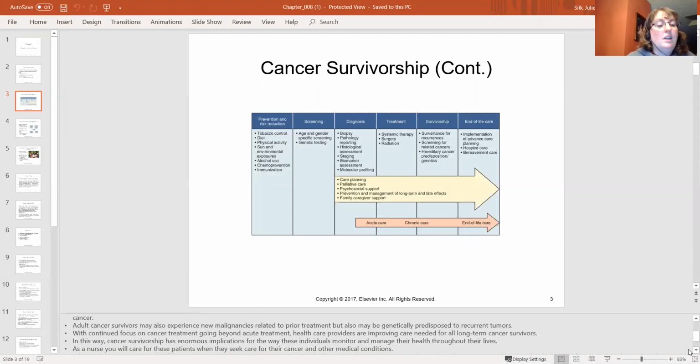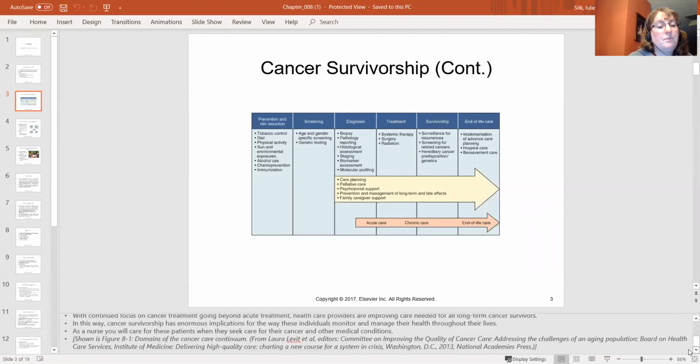With continued focus on cancer treatments going beyond acute treatment, healthcare providers are improving care needs for long-term cancer survivors. In this way, cancer survivorship has enormous implications for the way these individuals monitor and manage their health throughout their lives. As a nurse, you will care for these patients when they seek care for their cancer and other medical conditions.